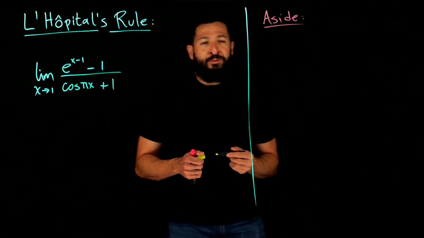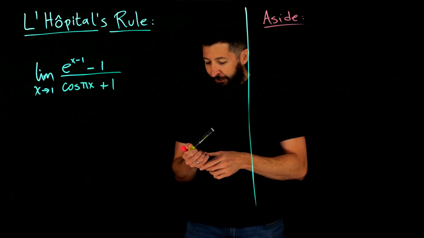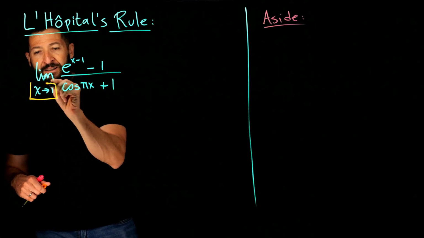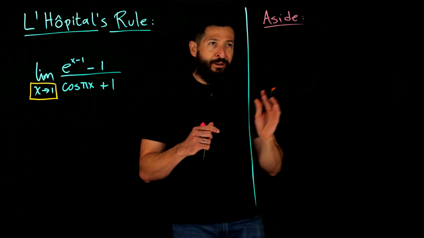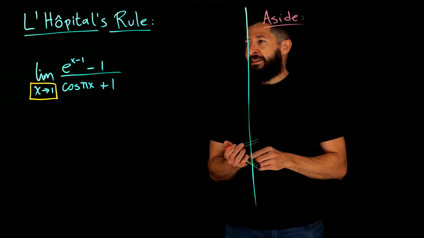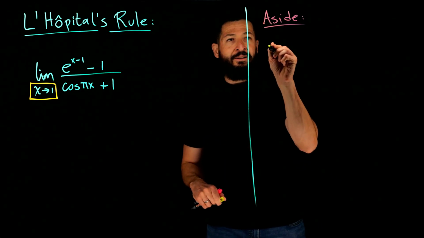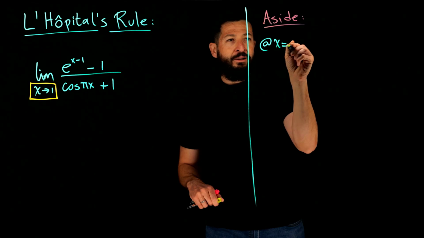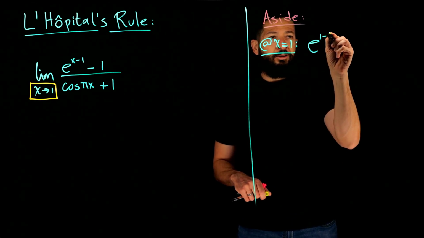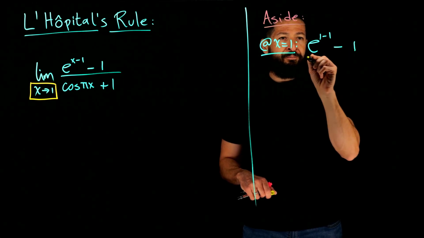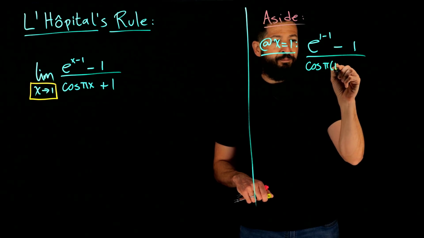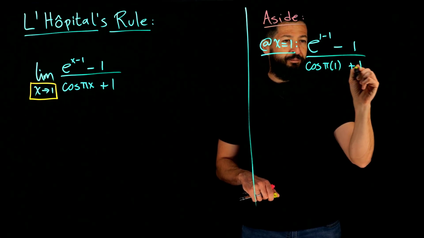And the way we did it before is we started by evaluating the function that we want to compute the limit of at the x value that x is tending to. So x at 1. We're going to evaluate this function at x equals 1. At x equals 1, our function becomes e to the 1 minus 1 over the cosine of pi times 1 plus 1.